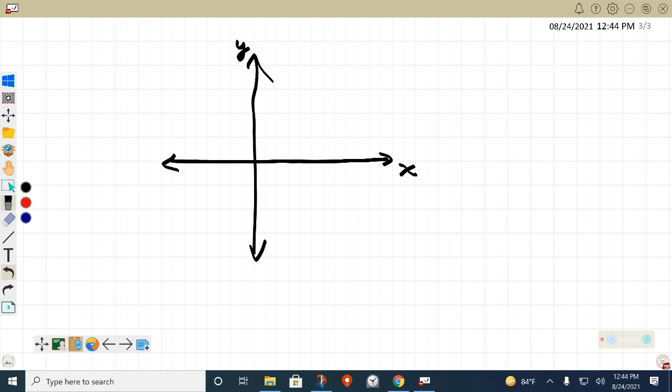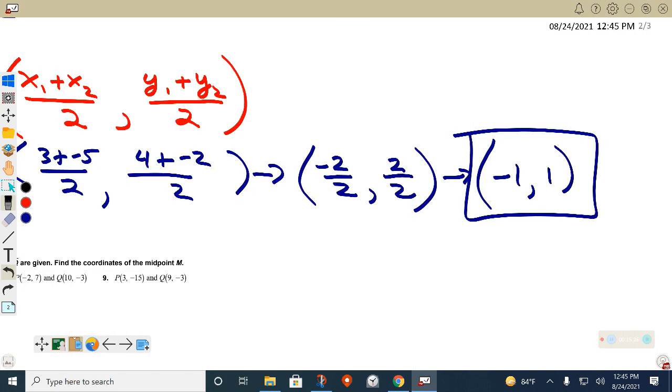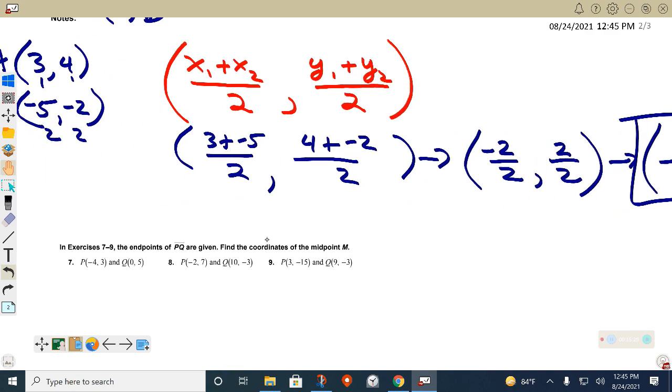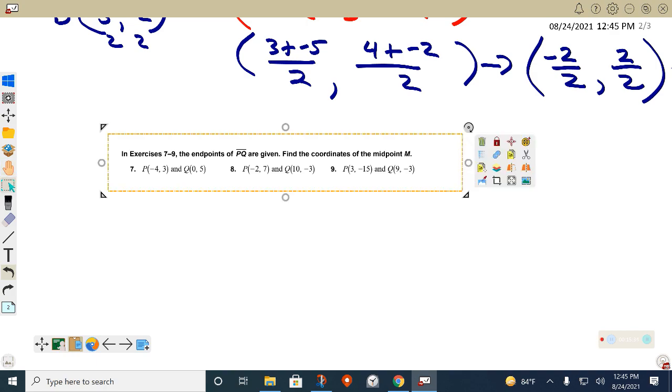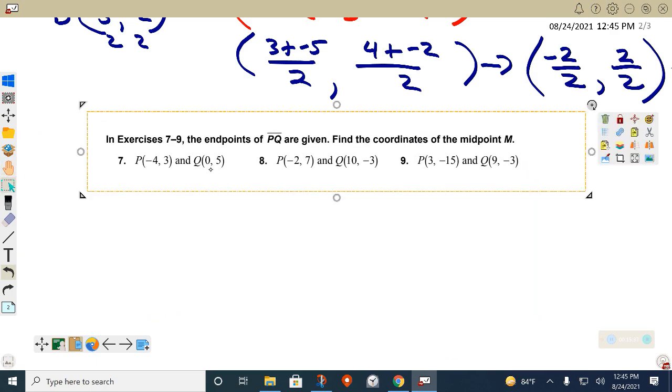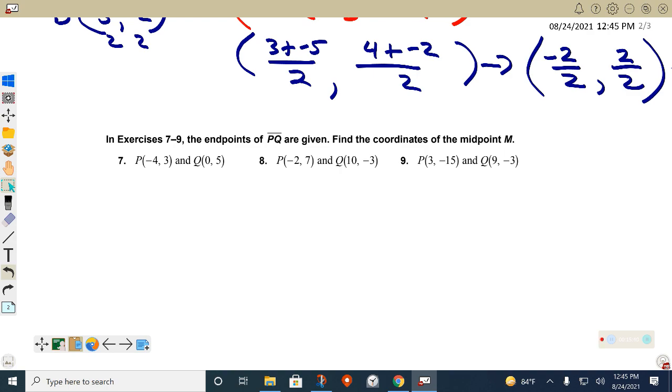Go to page 3 of your note guide that I gave you, and look at example 7. I have it right here on the board, and it's on your page 3. It says, in exercises 7 through 9, the endpoints of PQ are given. PQ means line segment PQ. So you have a P and a Q, and it says find the coordinates of the midpoint, M.